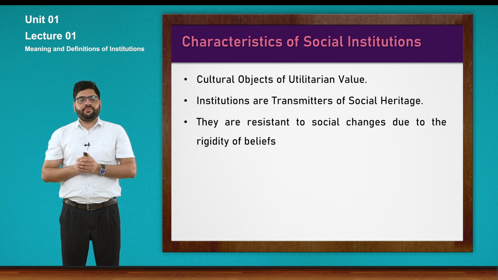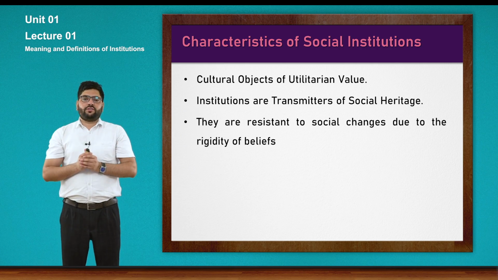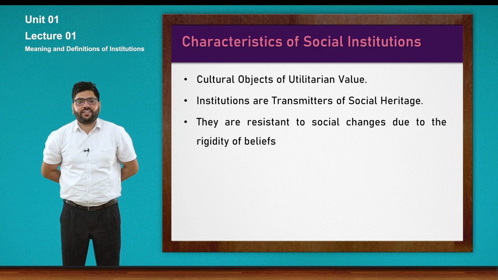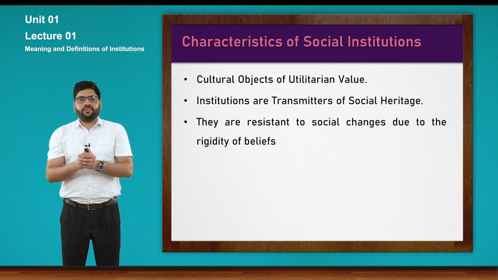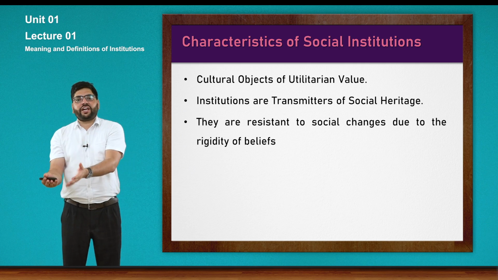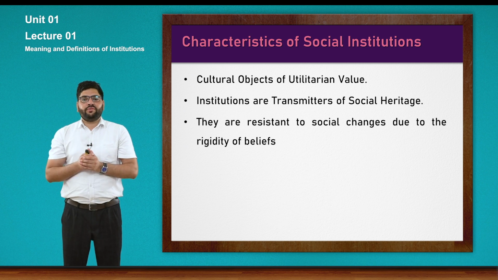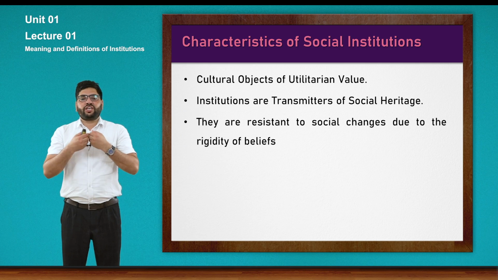Let us have a look at another characteristic of it, and I am saying that institutions are transmitters of what? Social heritage. How? Social heritage here means that we are transferring the art, belief, custom, morals, law, and values from the traditional, from our forefathers, towards the present, towards the contemporary time. So that is the transmission of the social heritage.